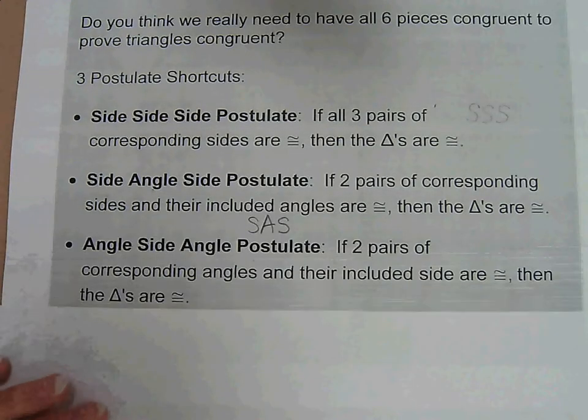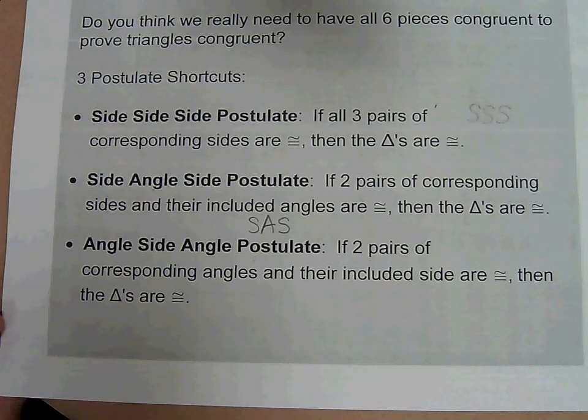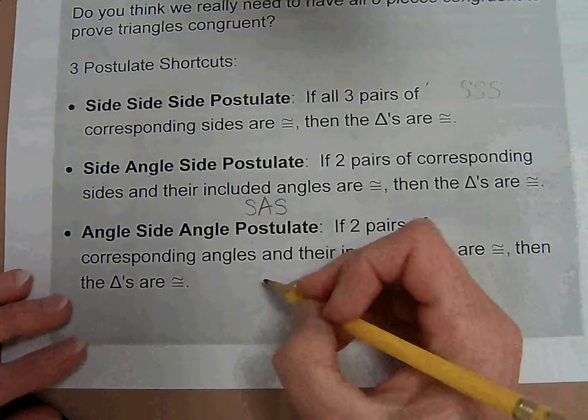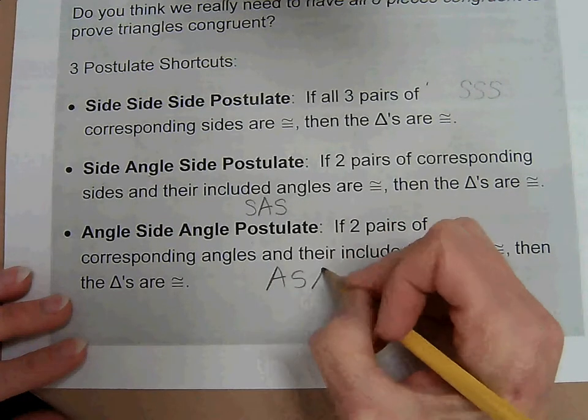So we have a third one, and that is the angle, side, angle postulate. So if two pairs of corresponding angles and their included side are congruent, then the triangles are congruent. And again, we abbreviate that: angle, side, angle.